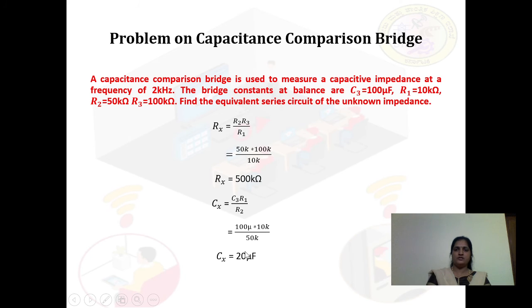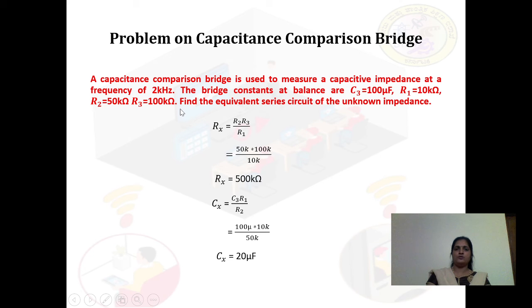By balancing the bridge, we get the equations for Rx as well as Cx, where Rx is equal to R2 R3 divided by R1. Similarly, Cx is equal to C3 R1 divided by R2. These are the two standard equations used while measuring the unknown capacitance, and using these two equations, they have provided some problems.